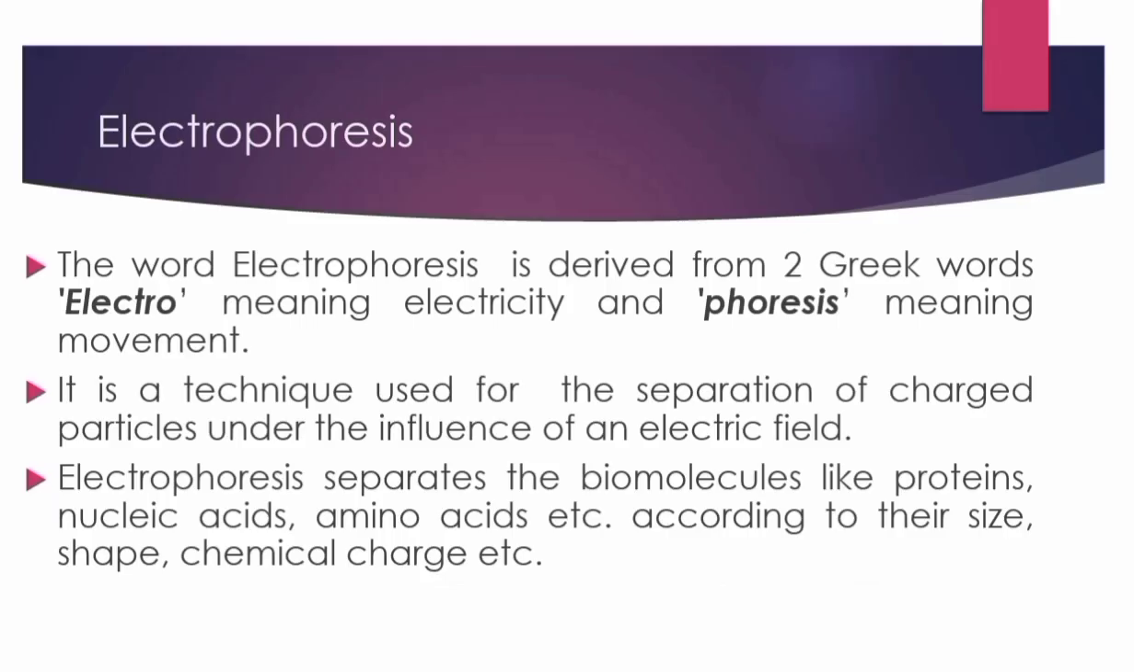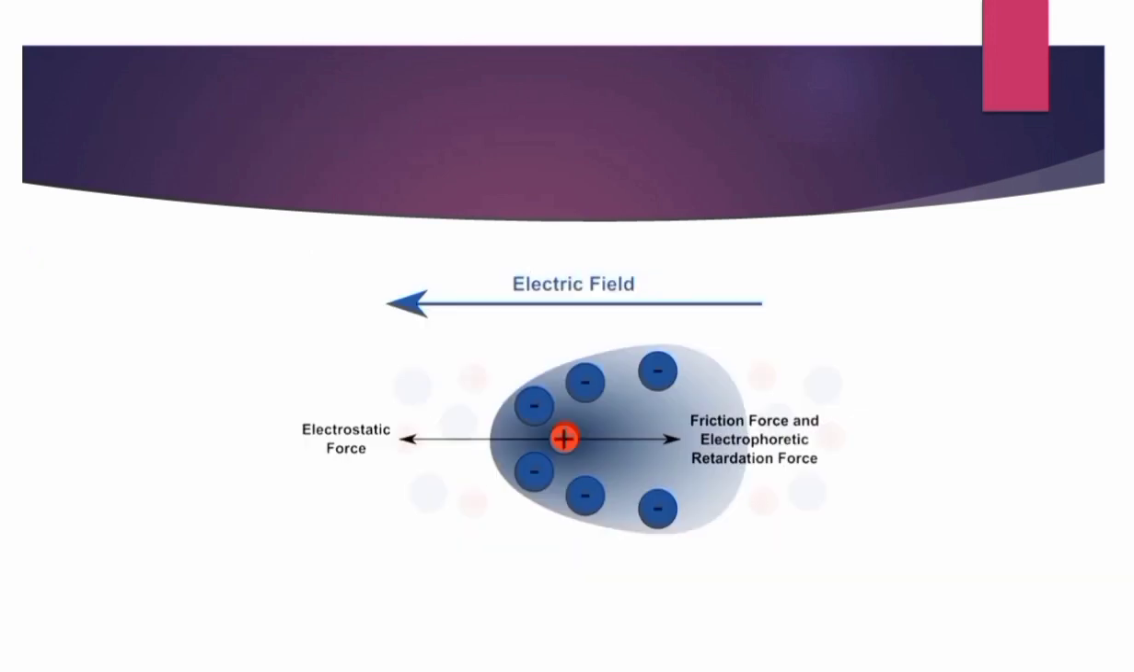The word electrophoresis is derived from two Greek words: electro, meaning electricity, and phoresis, meaning movement. It's a technique used for the separation of charged particles under the influence of an electric field. It separates biomolecules like proteins, nucleic acids, or amino acids according to their size, shape, and chemical charge, etc. This diagram shows the movement of charged particles under the influence of an electric field.